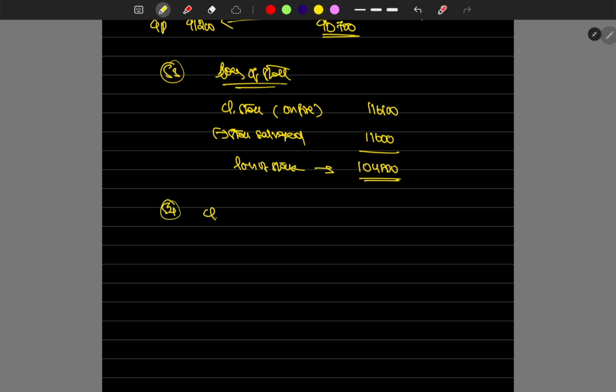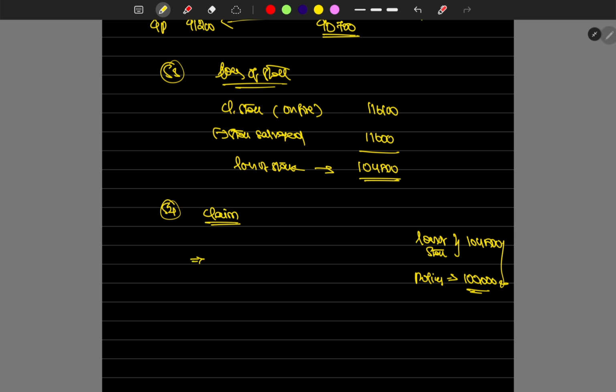Now we have to calculate the claim amount. What's the loss of stock? 1,04,500, right? What's the policy amount? Policy is 1 lakh, right? Then there is an under insurance. We have insured only for 1 lakh, but there is a stock which is for 1,04,500. So we have to apply the average clause. We have to average out the claim based on the stock we have and the policy we subscribed.